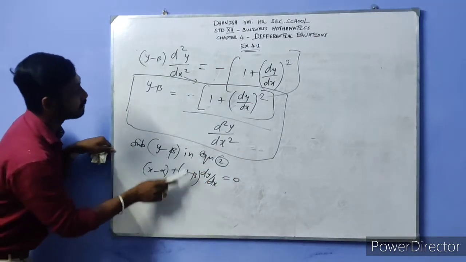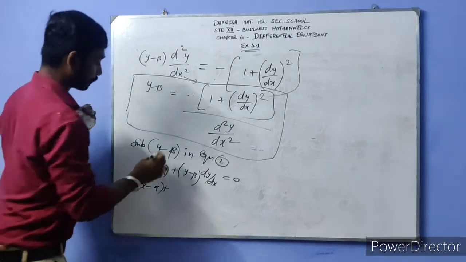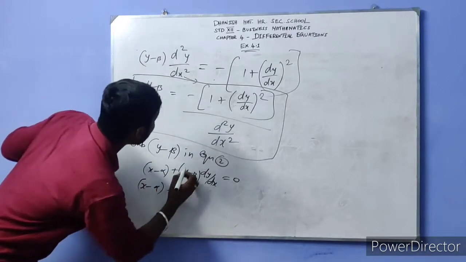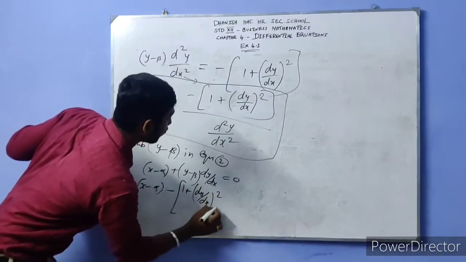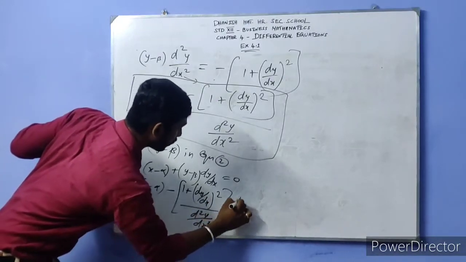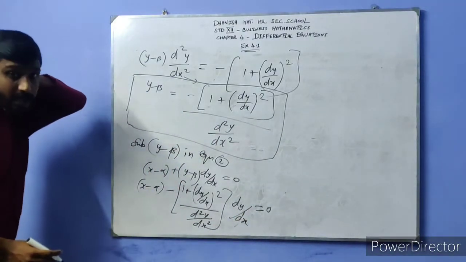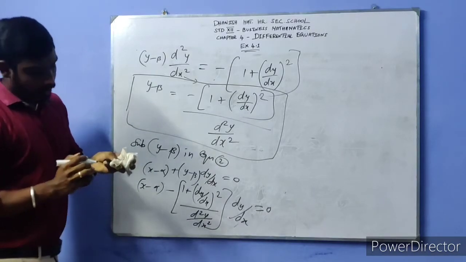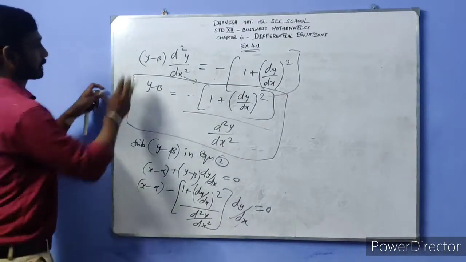Now we are going to substitute the y minus beta value into this equation. What remains is x minus alpha plus, here we have a minus, so we have to substitute like this: 1 plus dy divided by dx the whole square divided by d square y divided by dx square, into dy divided by dx equal to 0. Now this minus value will go to the other side and change into plus.